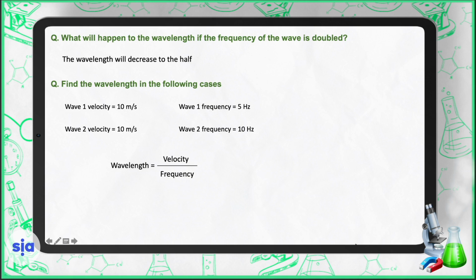This is the equation. Wavelength equals velocity divided by frequency. So wavelength 1 equals 10 divided by 5, which is equal to 2 meters, and wavelength 2 equals 10 divided by 10, which is equal to 1 meter.